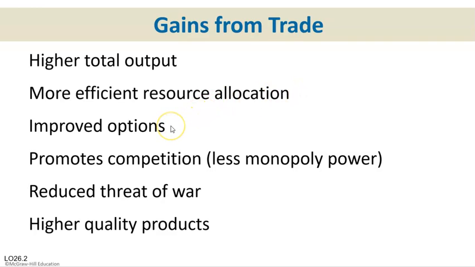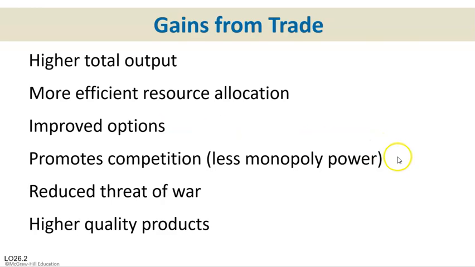Another gain from trade is improved options. This means when you trade with other countries, you're actually able to get more goods than you could if you were just making goods within one country. Think about the millions and millions of goods that you can buy on Amazon. A lot of those are from all over the world. We would have much more limited options if we were only making things within the US.